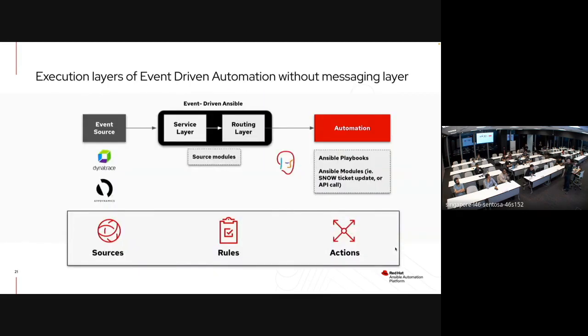So if you look at the execution layer without the messaging layer, later on we will see one more box in the next slide for when you use Kafka. So source events can be AppDynamics or Dynatrace, for instance, and then we have the different source modules, which are basically the rules, and the automation will be the actions. What are we trying to achieve here? Are we trying to update a ticket? Are we trying to restart a process or a service? What are we actually trying to achieve in this case? So this is the structure of how this thing looks.